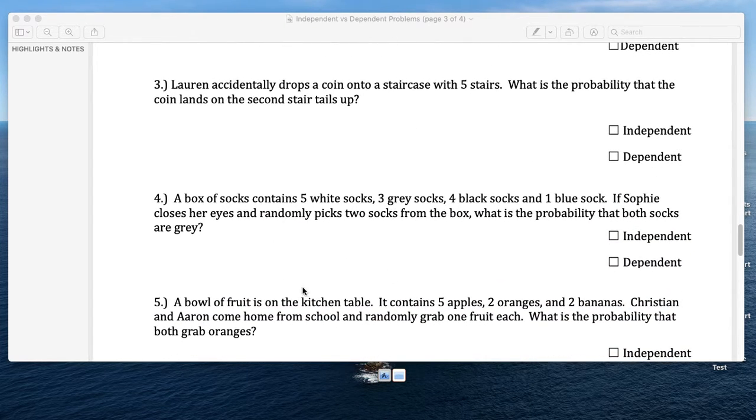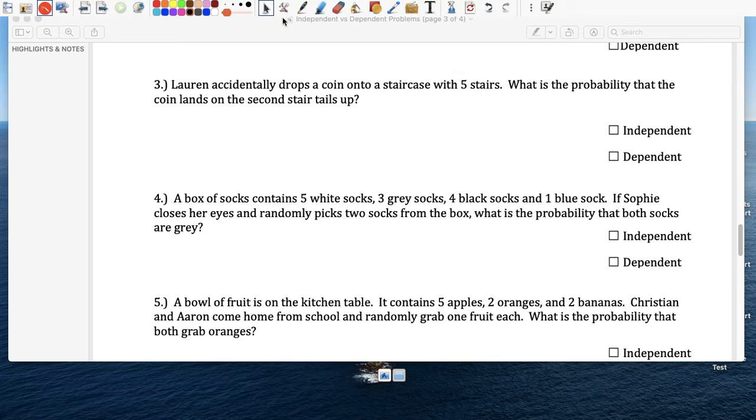A coin is dropped on a staircase with 5 stairs. What's the probability that the coin lands on the second stair tails up? So this one is independent. What's the probability of the coin landing on tails? Half. What's the probability of landing on the second stair? There are 5 stairs, so the probability of landing on the second stair is 1 out of 5.